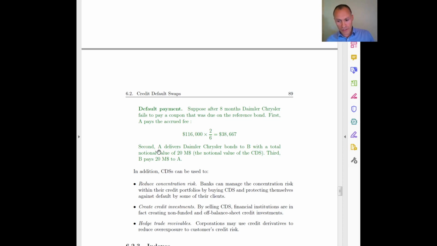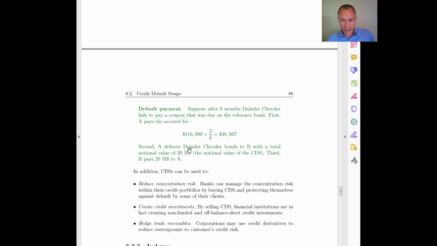So physical settlement requires side A, which was buying insurance, to deliver the actual bonds, the physical bonds, to B, which is the protection seller. How many bonds? A notional of 20 million, which was the amount defined in the CDS contract. And now what the insurance company has to do is pay to A, so B has to pay to A the full notional value.